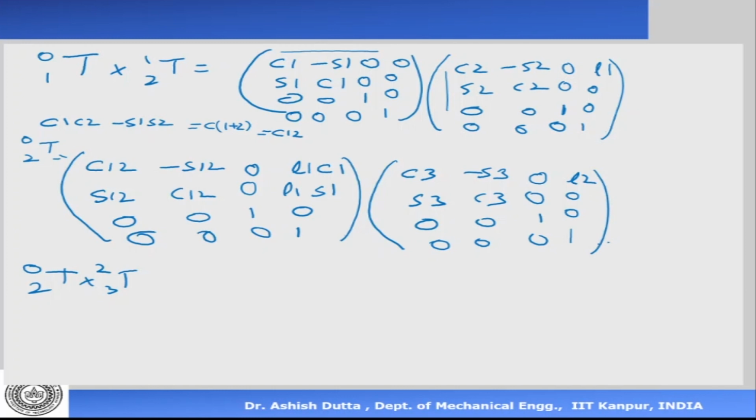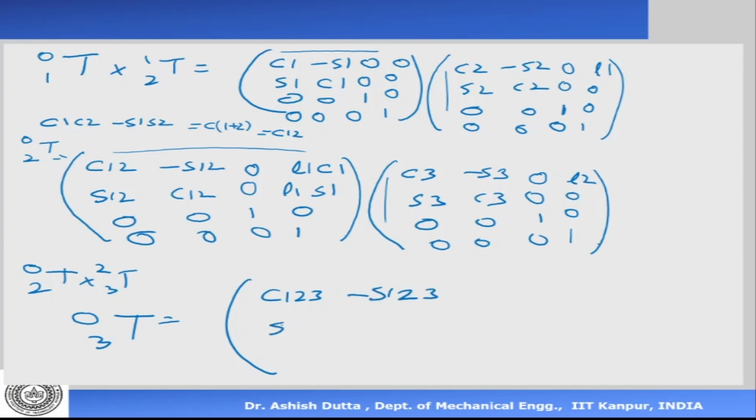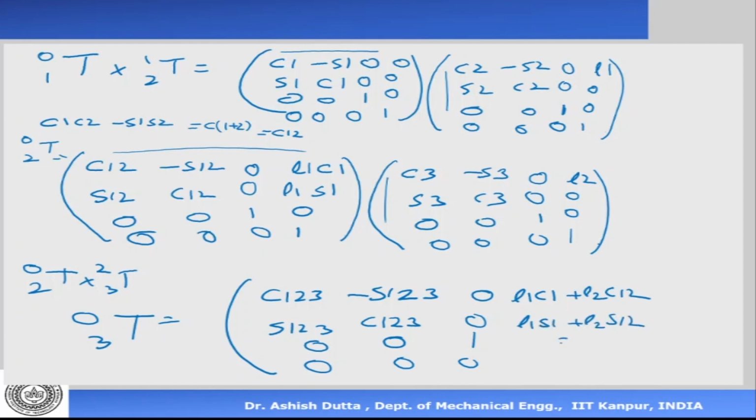So if I multiply them out, what you get is T 0 to 3, which is equal to cos 1 2 3. Please multiply them out. So this into that will become cos of theta 1 plus theta 2 plus theta 3, minus sin of theta 1 plus theta 2 plus theta 3, sin 1 2 3, cos 1 2 3, 0 0 1. This will become L1 cos 1 plus L2 cos 1 2, L1 sin 1 plus L2 sin 1 2. You can multiply it out, and this is what it will be. So cos 1 2 3 means cos of theta 1 plus theta 2 plus theta 3.